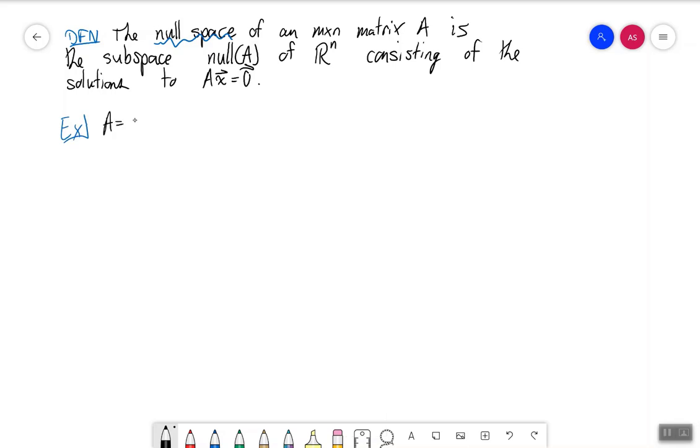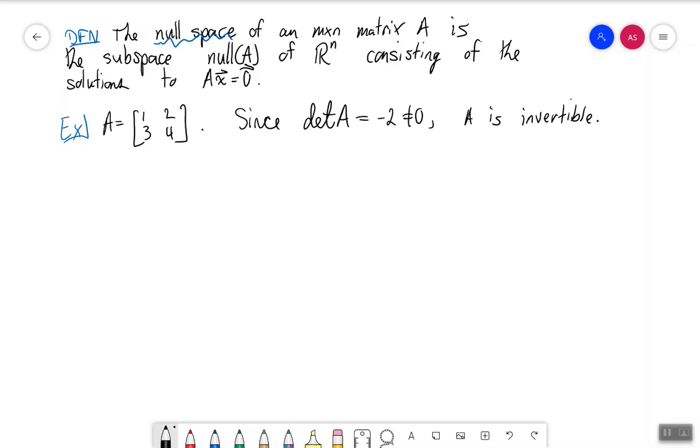Let's look at this thing right here. 1, 2, 3, 4. Since the determinant of A equals -2, which is not 0, A is invertible. But if A is invertible, that means that the solution set to Ax equals 0 consists of only the trivial solution. Therefore, by FTIM, the null space of A is just the set consisting of the 0 vector.